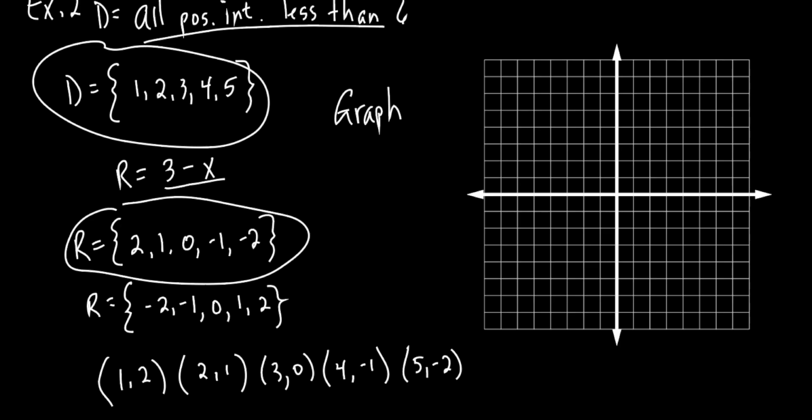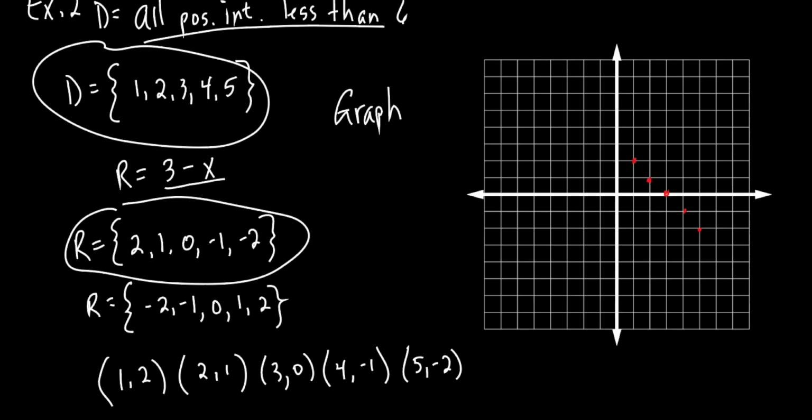All right, so let me do this in a different color so it pops a little bit. All right, so let's graph it. 1, 2. Where's 1, 2? Over 1, up 2. Everybody knows how to do that, right? Did a million of those things last year and in geometry. All right, 2, 1. So go over 2, up 1, right here. 3, 0, right there. 4, negative 1. 5, negative 2.